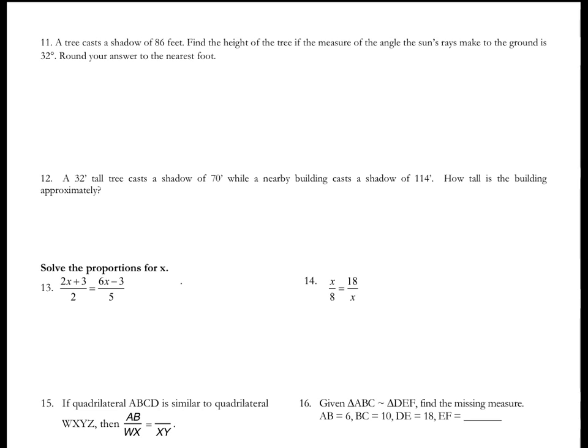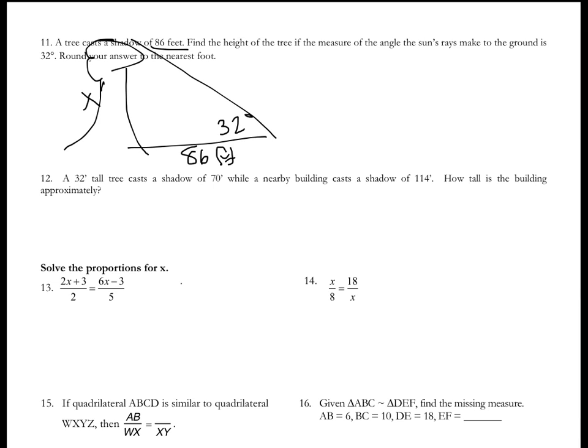A tree casts a shadow of 86 feet. Now, I saw a lot of people drawing pictures of this. I like that. Draw a picture: the shadow, which is on the ground, is 86 feet. Find the height of the tree, so I'm going to label that as x. If the measure of the angle of the sun's rays to the ground is 32 degrees, so it's to the ground.